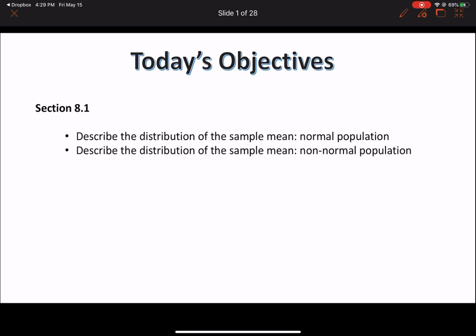All right, so we are starting chapter 8 today. We're going to work on section 8.1. We're going to talk about distributions of the sample mean with the normal population and with a non-normal population and what those look like and what we can do with those.